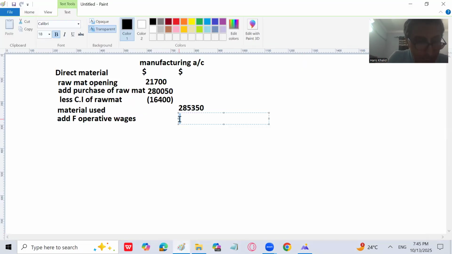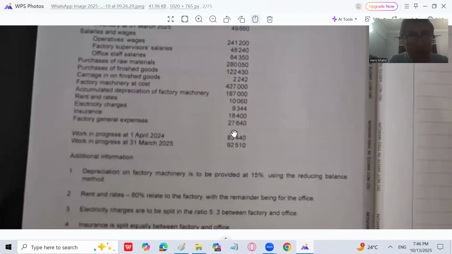Then comes direct expenses, like license fee and royalties, but they are not given in the question. If they are not given in the question, we don't need to write them down. So that will become very, very simple for us to understand. Okay, now let's move forward.